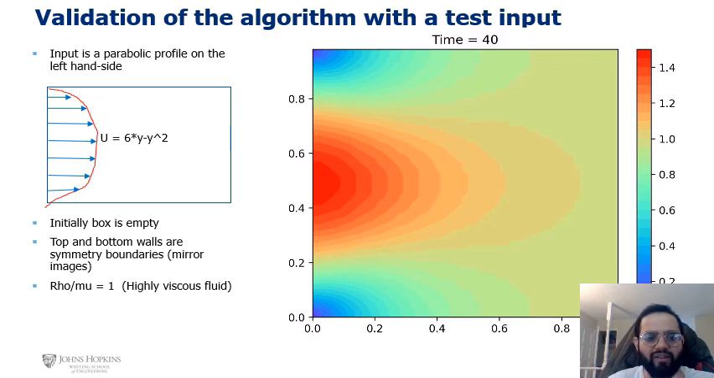So this was with the rho by mu, where rho is the density and mu is the viscosity, a rho by mu ratio of 1, which is basically a highly viscous fluid. So it is very thick, and that's why we see that the fluid velocity doesn't propagate as much, and there are large gradients in the fluid. I'll move on to the next slide.